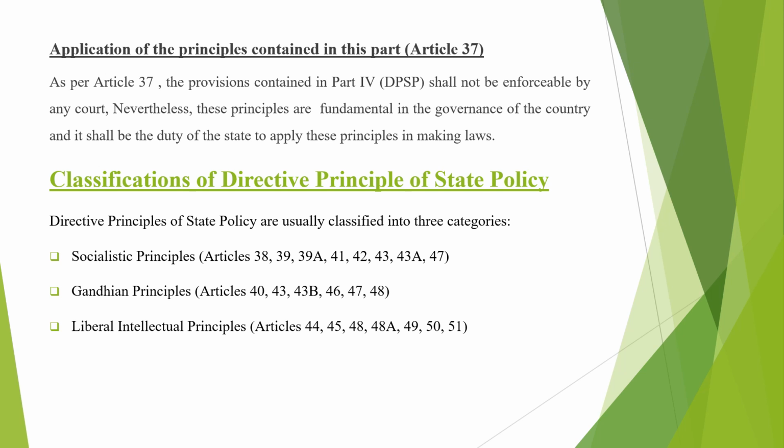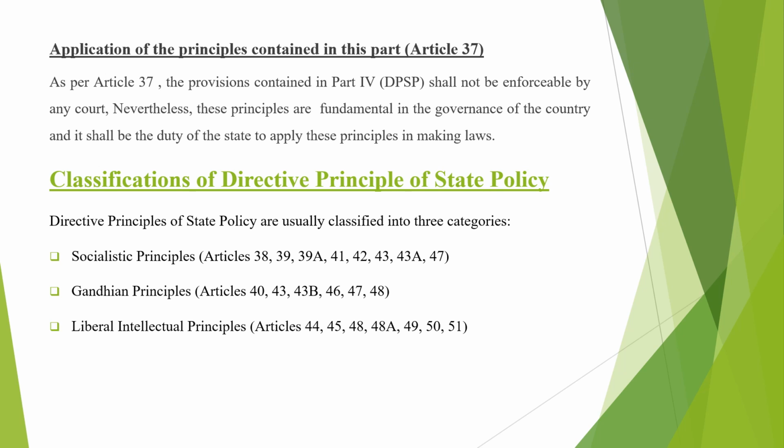Now, classifications of directive principles of state policy. Directive principles of state policy are usually classified into three categories. The first category includes socialistic principle. It aims to achieve social and economic justice by reducing inequalities and ensuring the welfare of all citizens. Examples are promoting equal pay for equal work, securing the right to work, etc. In socialistic principle, articles include 38, Article 39, 39A, 41, 42, 43, 43A and 47.